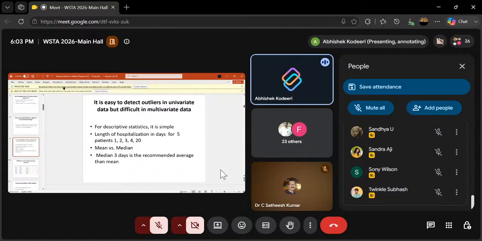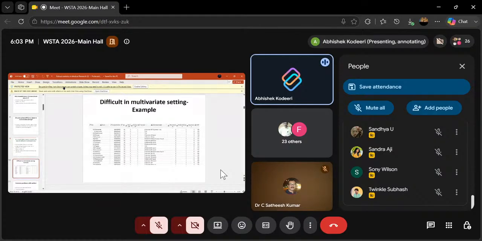For example, for a descriptive statistic like length of hospitalization, 1, 2, 3, 4, 20, everybody knows that 20 is an outlier. We already know that the median is the most suitable average. But when we look at a data set like this, it is data of 204 diabetic patients, and the main study aimed to find out obesity and its association with erectile dysfunction. By seeing this, nobody knows which variable or which patient's case is the outlier.